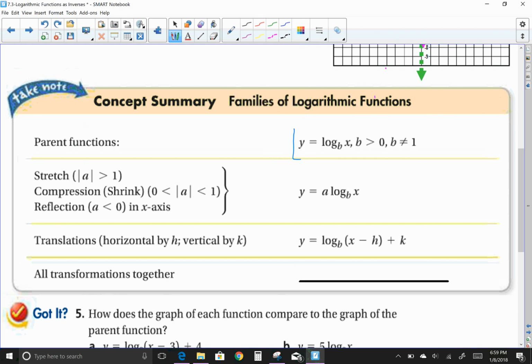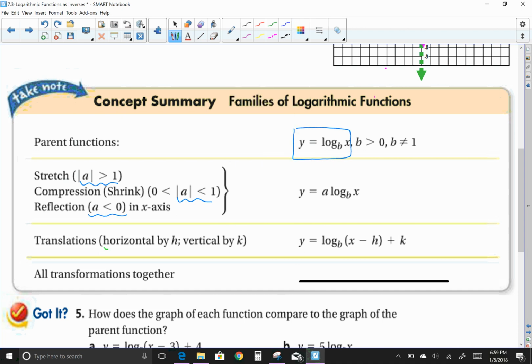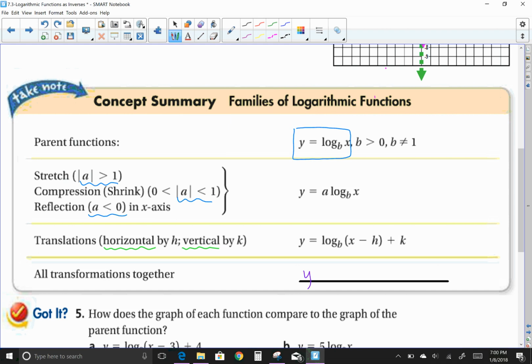that we just learned basically right here, but the changes are the same. A in the front, if it's greater than 1, it's going to stretch it. If it's less than 1, it's going to compress it. If it's negative, it's going to reflect it over the x-axis. Okay? H always describes the horizontal movement. K always describes that vertical movement. And you take the opposite of H and the same as K. And when you write those and put them all together in your equation, it's going to be y equals a times the log base b of x minus h plus k.